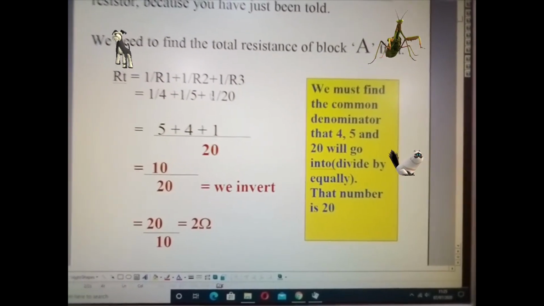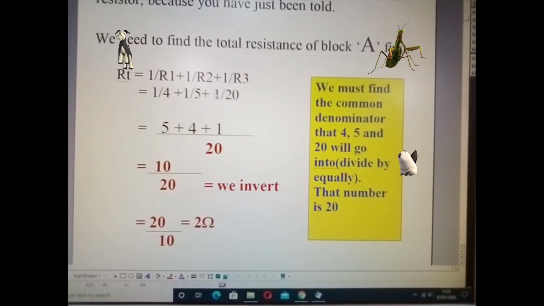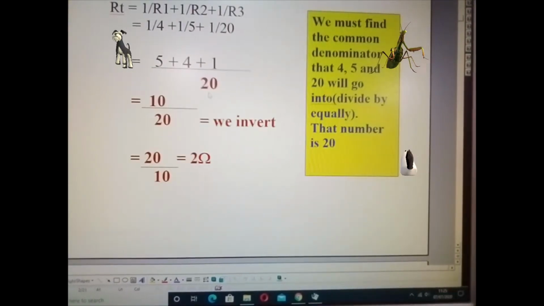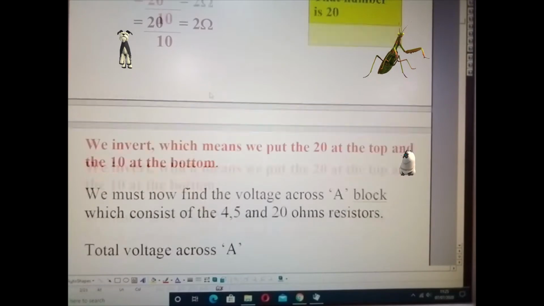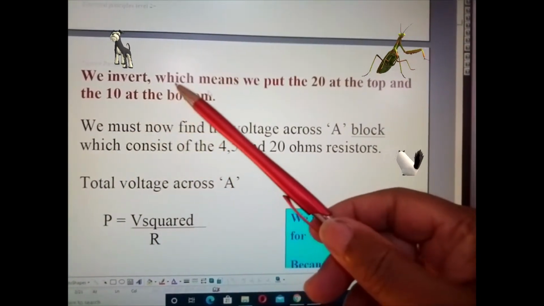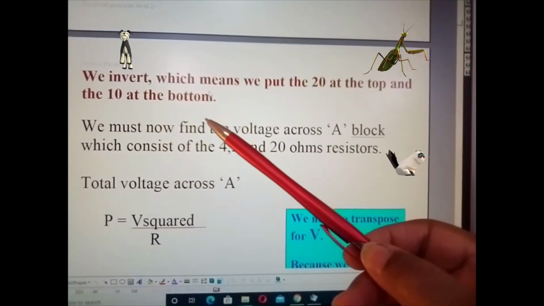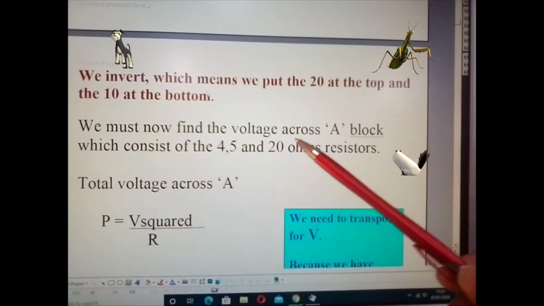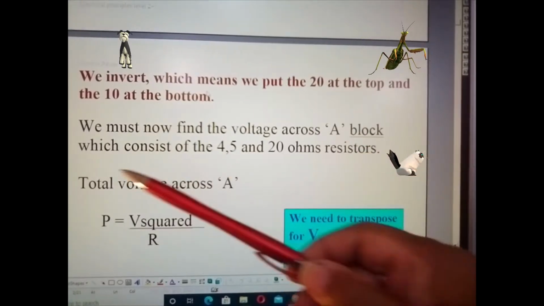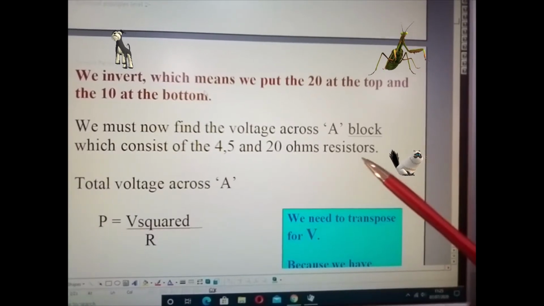Now we know that that is the total value of resistance for our parallel network A, in block A, okay? Now we invert, which means we put the 20 at the top and the 10 at the bottom, okay? We must now find the voltage across A, block A, which consists of the 4, 5 and 20 ohm resistors.